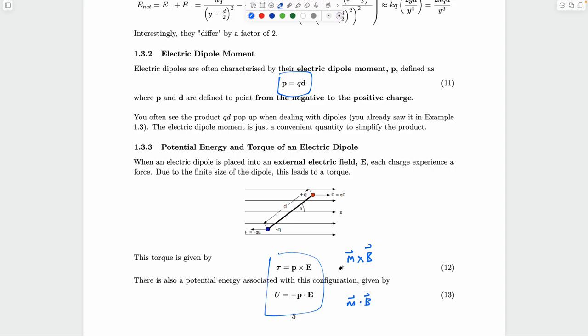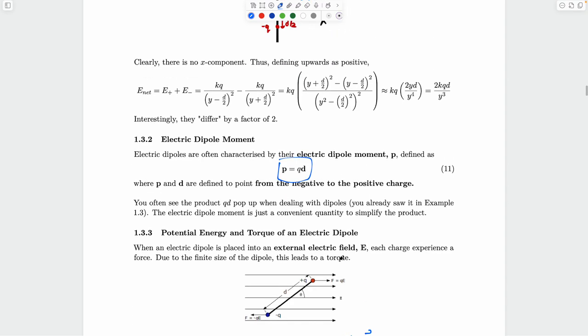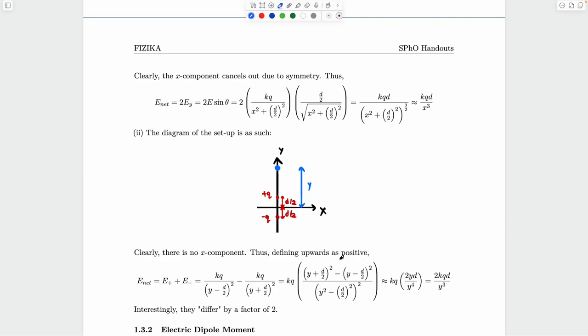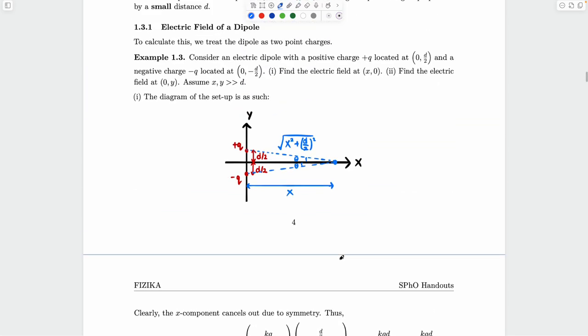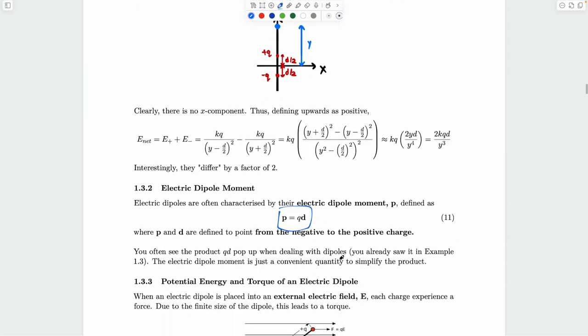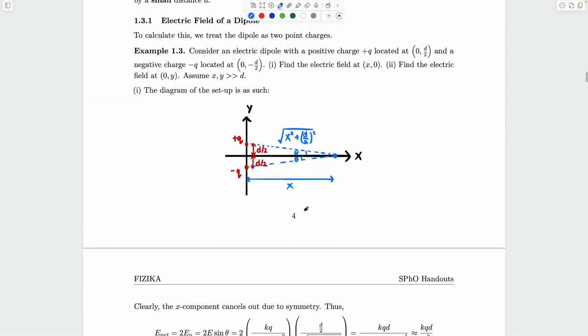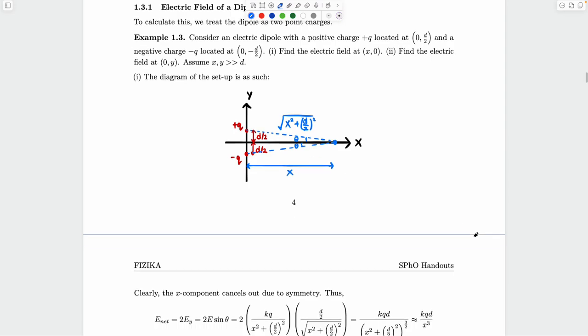Okay, so just I think for this one you don't need to overthink it. More importantly, you just need to know the formulas because for SPhO they care more about breadth over depth. But if you want to prove it, there's an equation for the dipole field, which you can prove by simply assuming it's 2-point charges.